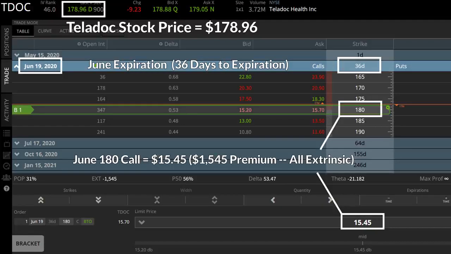And as we just saw, in Visa, which was trading for essentially the same stock price and has a June expiration cycle with options that have the same amount of time until expiration as the ones we are looking at in Teladoc, that 180 call option was trading for $7.35, but in Teladoc, the 180 call option with the same amount of time until expiration is trading for $15.45. So the call option in Teladoc with the same strike price and time to expiration as the Visa call option that we looked at is trading for twice as much. So the extrinsic value in this call option is twice that of the call in Visa.